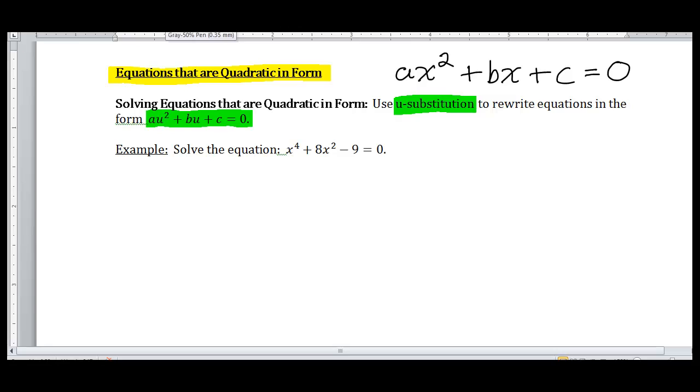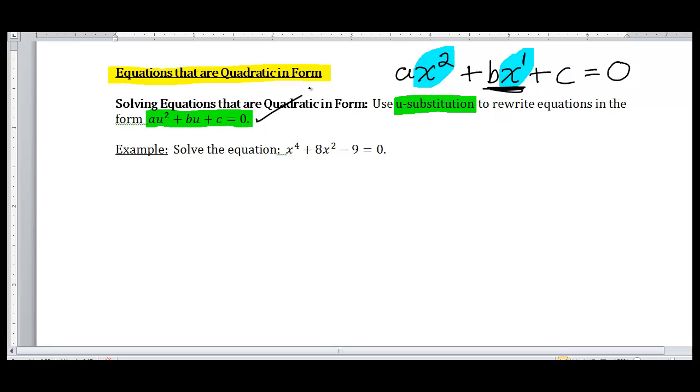The thing that makes this work is noticing a pattern with our variable x. If you notice, this leading term, which has a degree of 2, has double the degree of this middle term right here, which is that bx, which has a degree of 1. Any equation that has 3 terms, where the leading term has double the degree or the exponent of the middle term, I can write as a quadratic equation using U substitution.